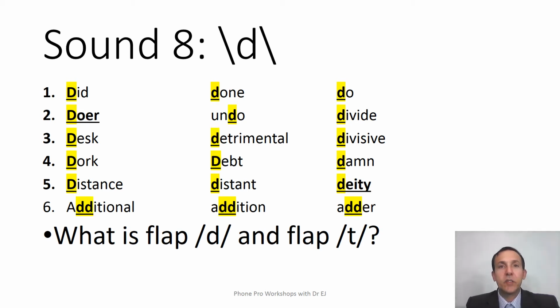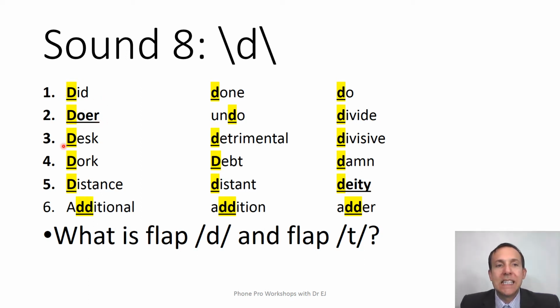Okay, this is sound number 8. The sound is produced in this manner. D, d, d. Okay.